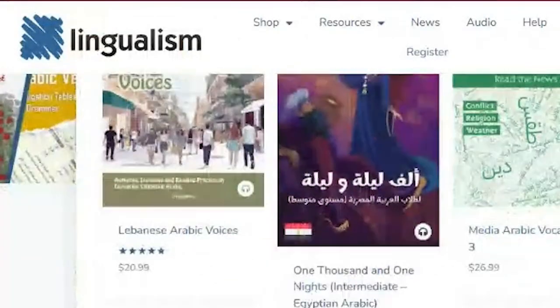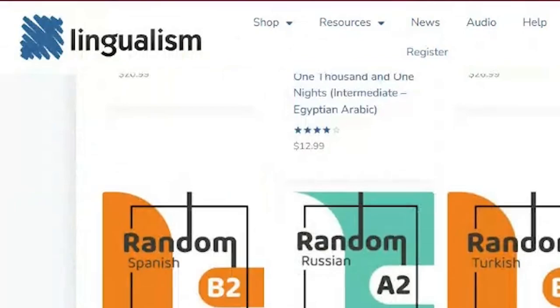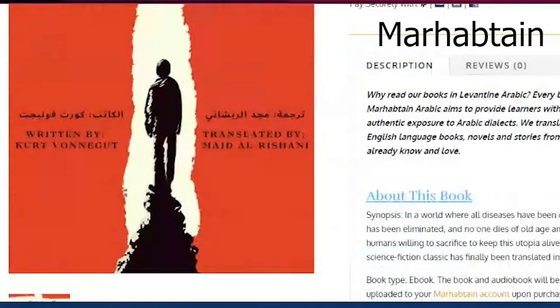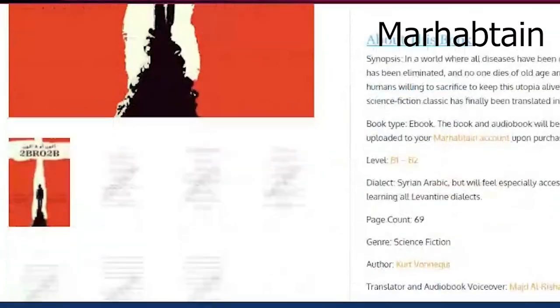You can also check out, again, Lingualism. They have a lot of graded readers. Marhabtain has intermediate and advanced learner content, especially books like The Curious Case of Benjamin Button that you can read in Levantine dialect.